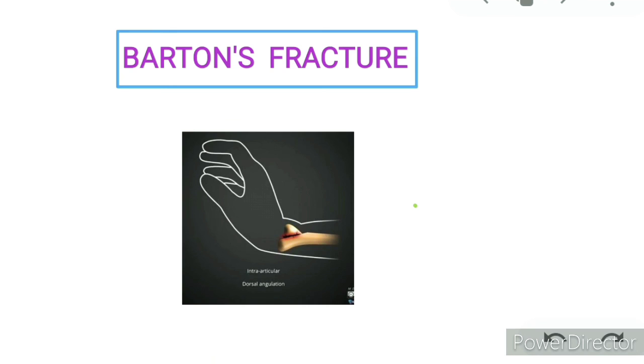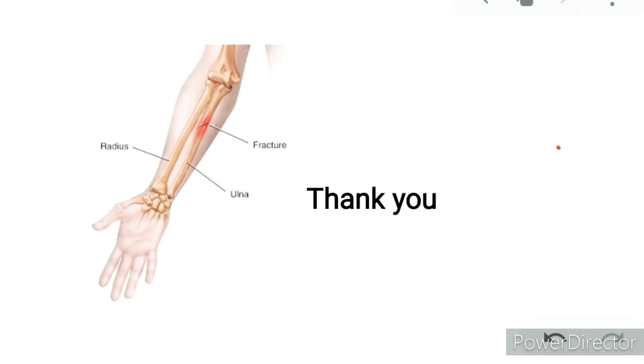And then the last one is about Barton's fracture. Barton's fracture is an intra-articular fracture of the distal radius with dislocation of the radiocarpal joint. So I think you understand what are the common fractures which occur in our forearm.